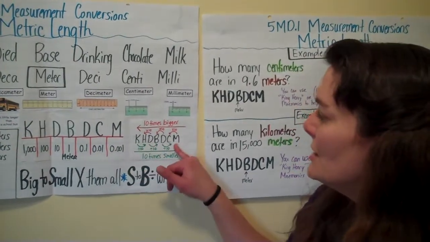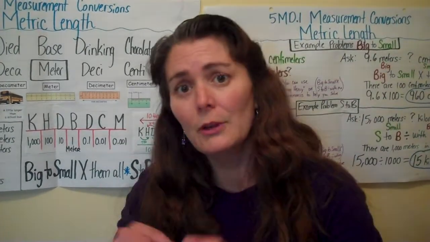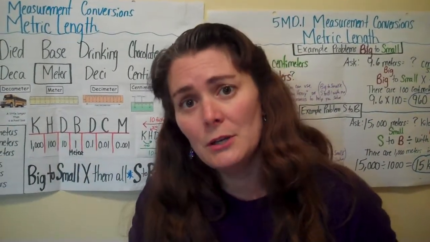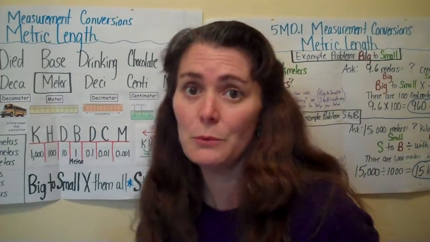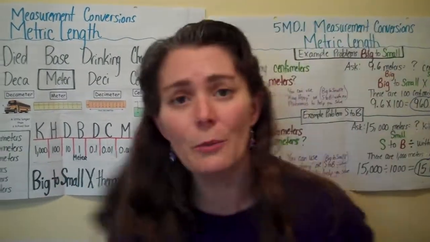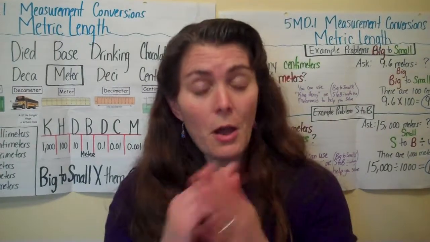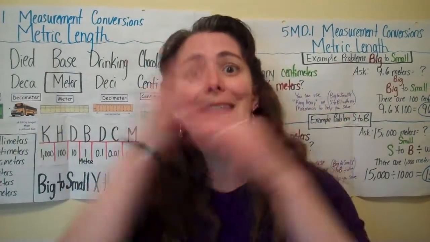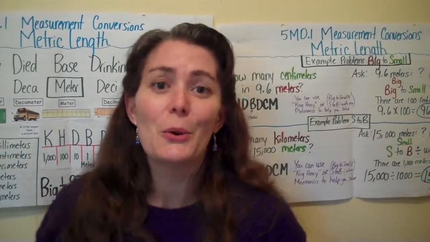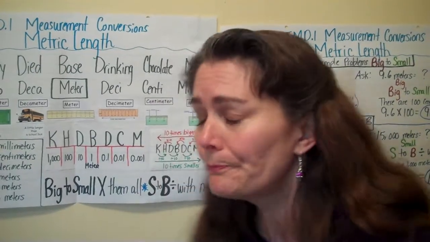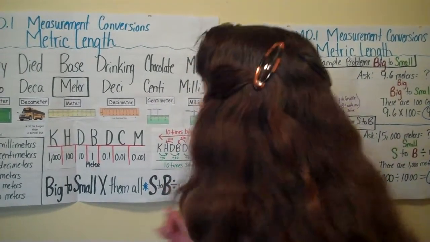So you can actually use this knowledge of multiplication or division of units of 10 to help simplify this process. And again, you can always go back to the good old big to small, times them all, S to B, divide with me, to help you know if you're going to have to multiply or divide. That's a nice golden one there for you.